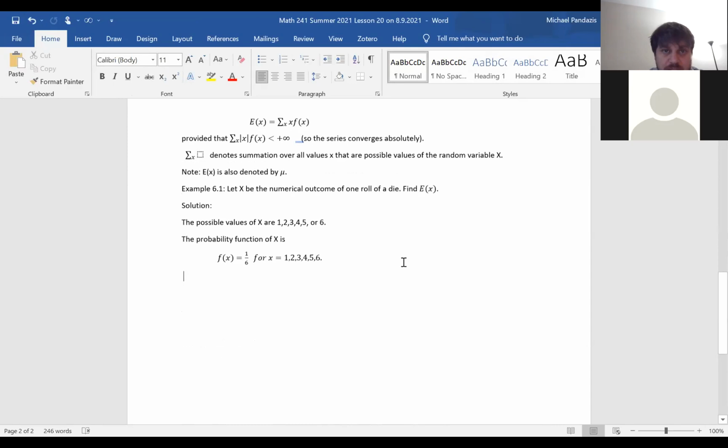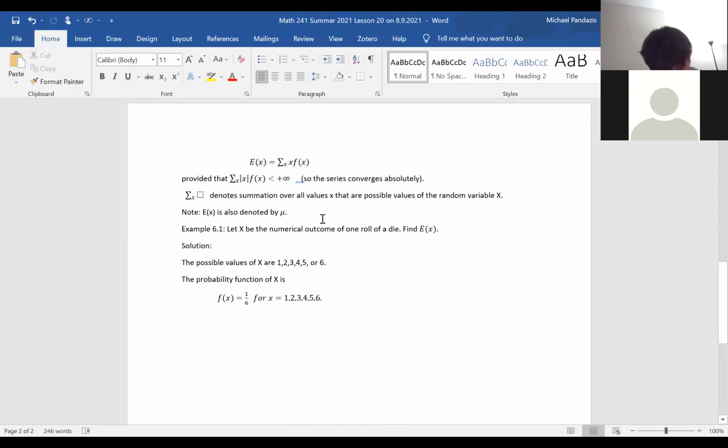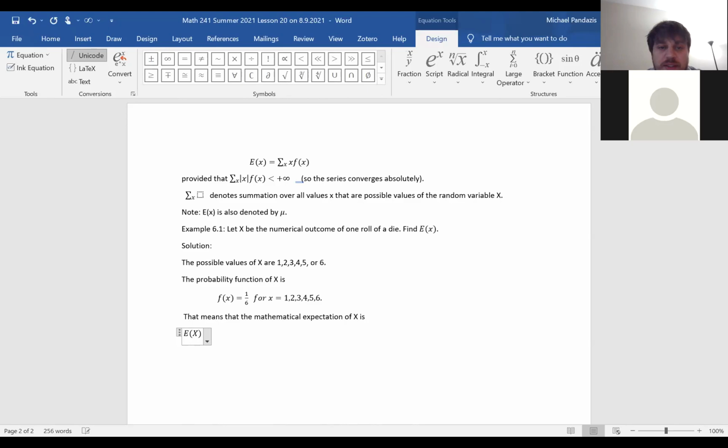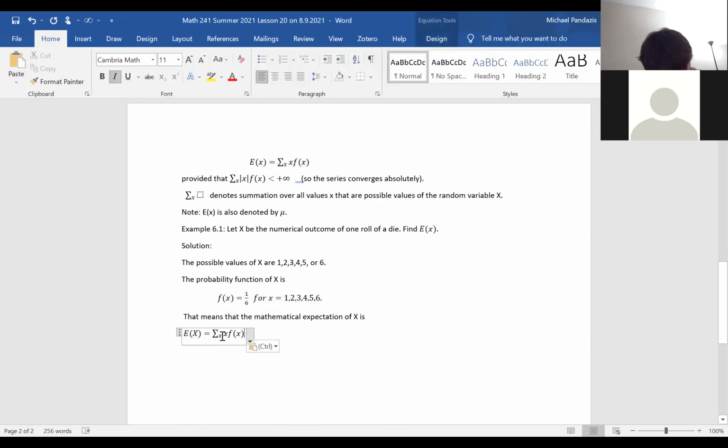So we have little f of x. And so we have E of X in terms of little f of x. That's why we needed little f of x. That means that the mathematical expectation of capital X is capital E of X, which is equal to the sum over all possible values little x of capital X of x times f of x.